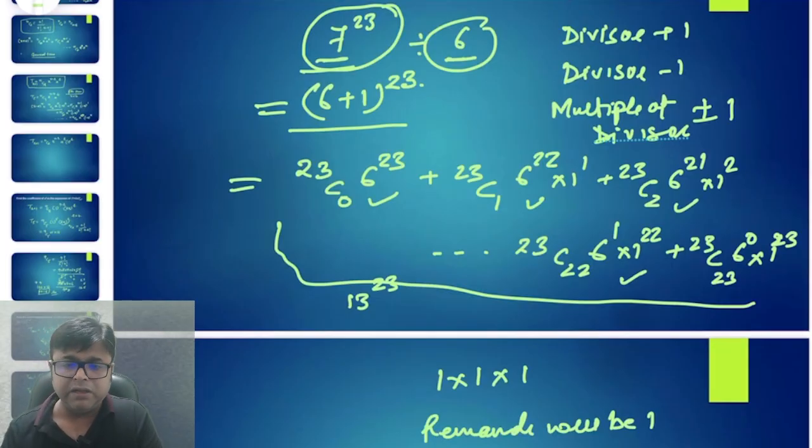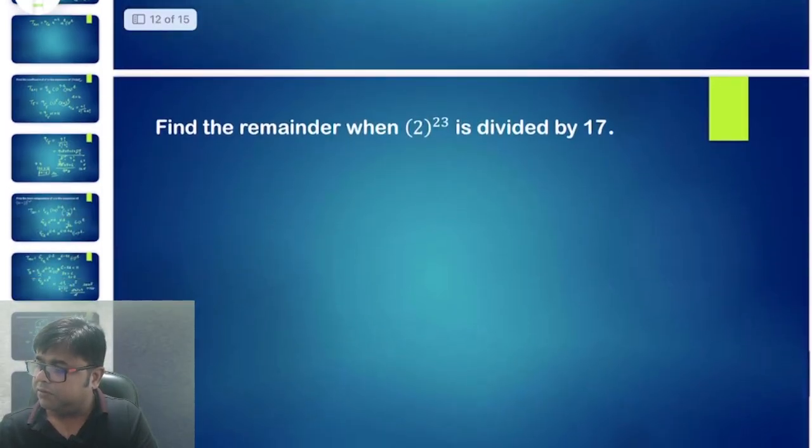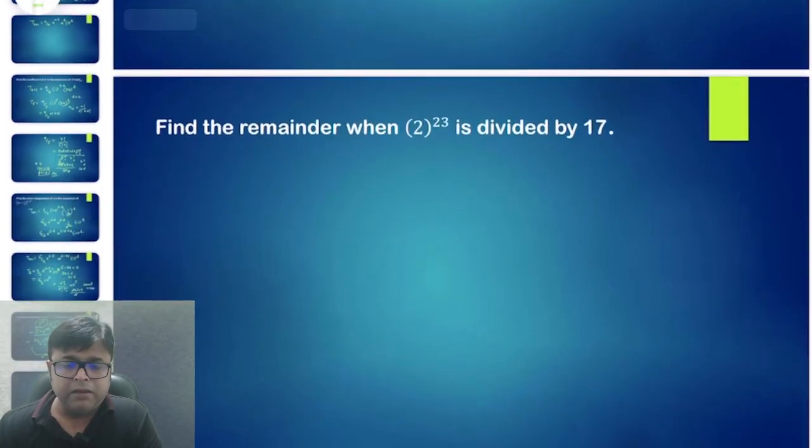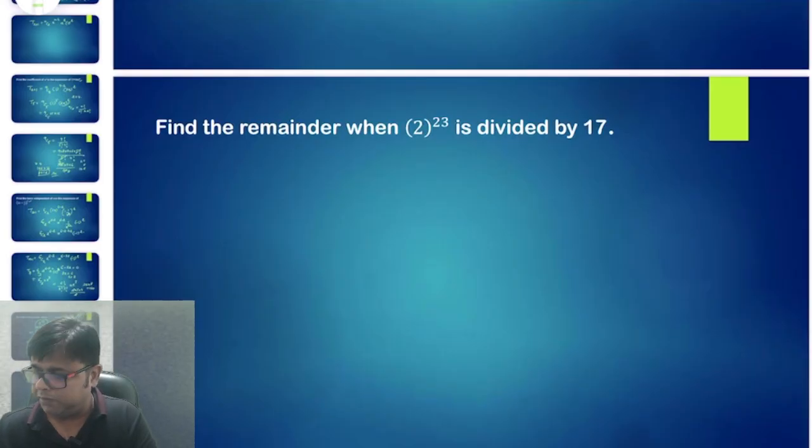So the same logic works for 12 as well, right? Now, let's look at this. This is a little tricky in a sense that it's 2 to the power 23. It is not directly divisor plus 1 or divisor minus 1. It's a smaller number. But I can make it close to 17 at a difference of 1, divisor plus 1 or divisor minus 1, which is possible.